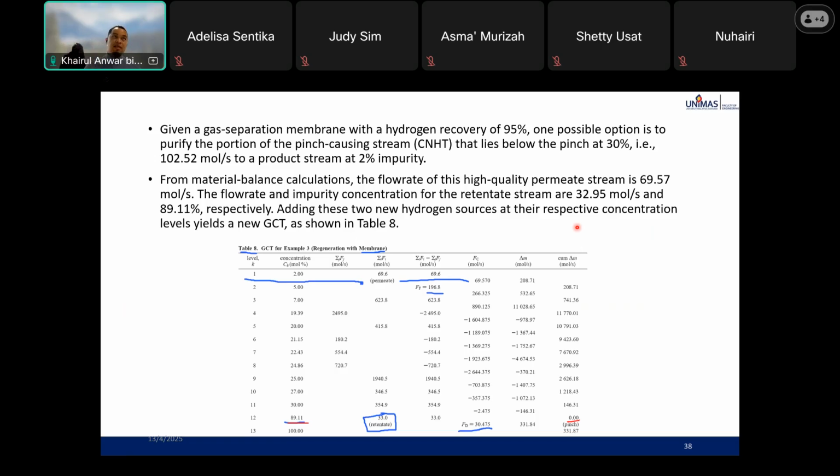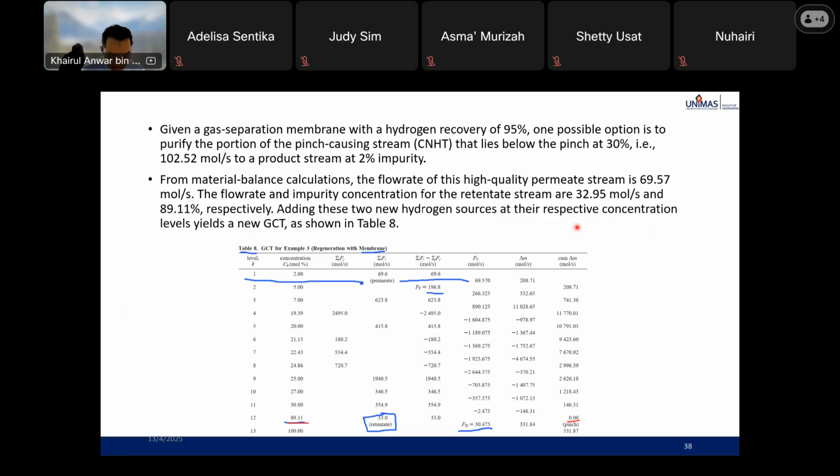So when you use a membrane, although you get the purified gas, there is also a retentate, meaning some of the gas will pass through the membrane and become purified, while the others will just flow across the membrane. The one that flows across the membrane, we call the retentate. The retentate will have a higher concentration of impurities. Adding these two hydrogen sources.